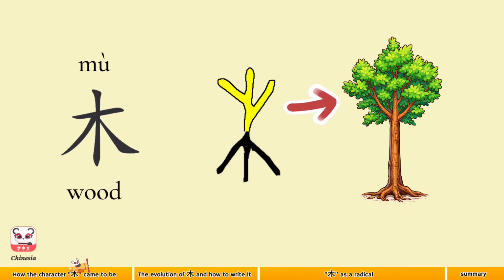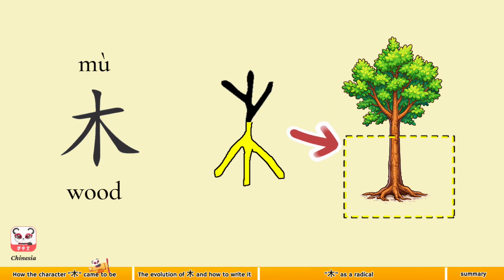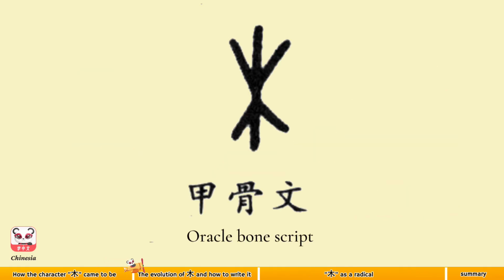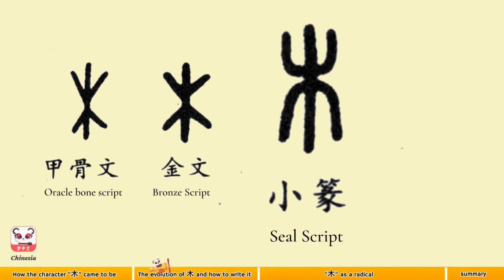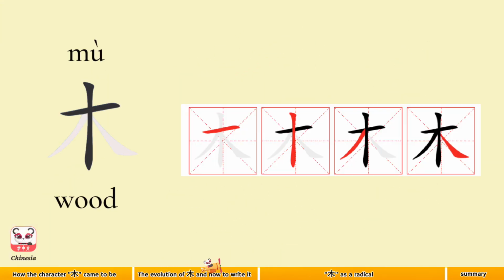The upper part represents the branches, and the lower part represents the trunk and roots, showing a tree standing firmly in the ground. This shows the evolution of the character mu from ancient times to the present. Let me show you how to write the character.